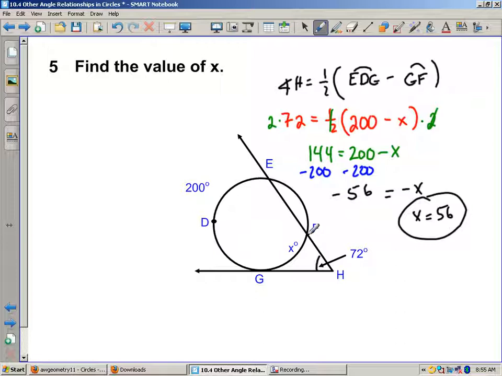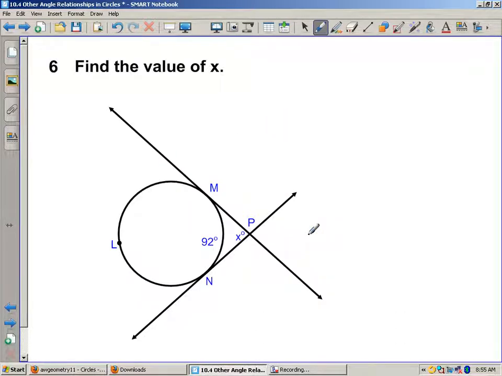Again, this one looks a little challenging because now we're trying to find the angle outside. So what do we do? If the angle is outside, we have to subtract the bigger arc minus the smaller arc. So in this case, angle P is going to equal 1/2 the big arc, MLN, minus the smaller arc, MN. And if I do that, I plug in what I know. I know that angle P is x.